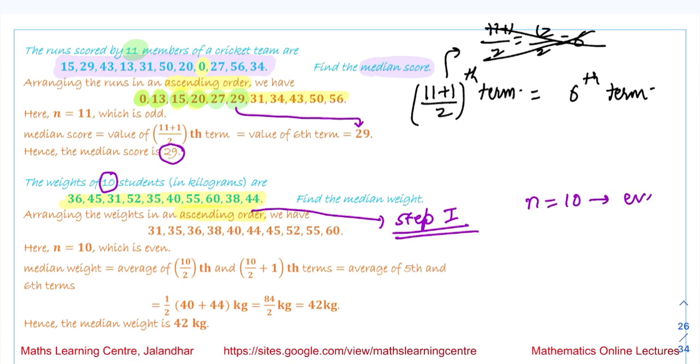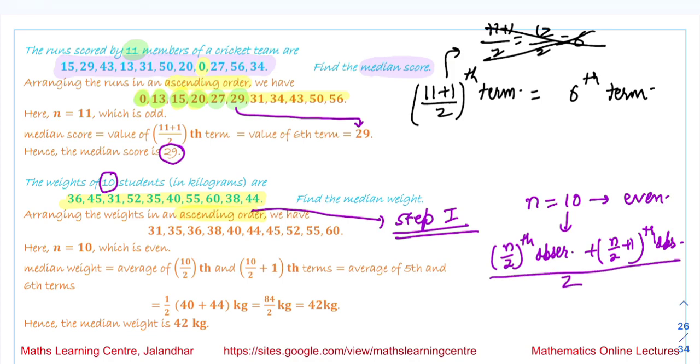and it is an even number, and we know that the answer now is the n by 2th observation plus the (n by 2 plus 1)th observation over 2. So the n by 2th observation means the 5th observation. You must write this completely, otherwise there are chances of committing a mistake. Then it is the 6th observation, divided by 2. So the 5th observation, after arranging them in ascending order, is 1, 2, 3, 4, 5.